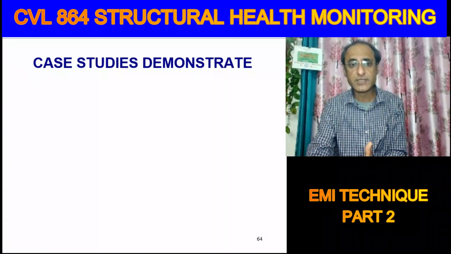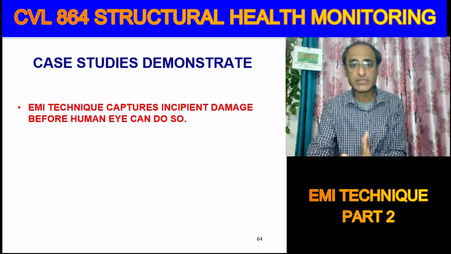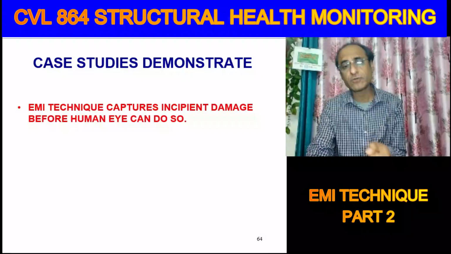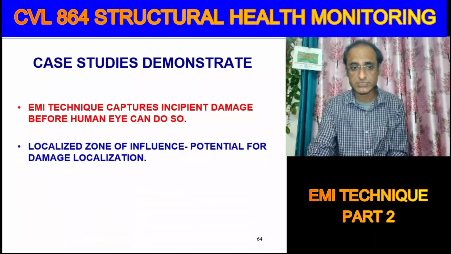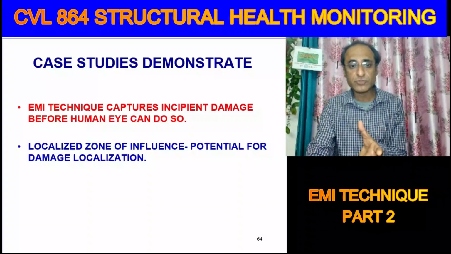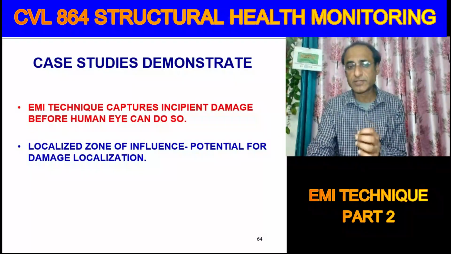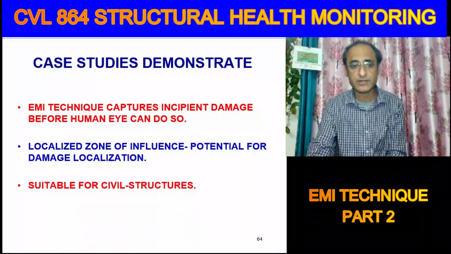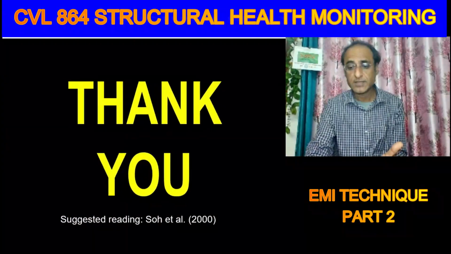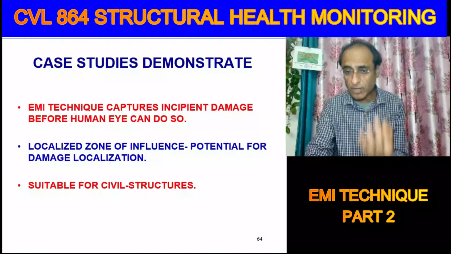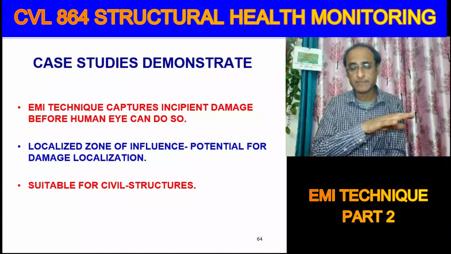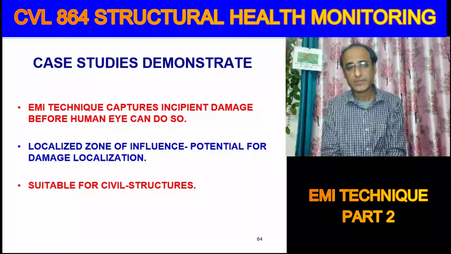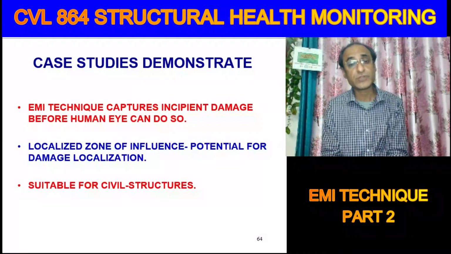What the case studies have shown is that the EMI technique captures incipient damage before the human eye can, and this is different from the global vibration technique, so it's an advantage. The damage zone is localized, which gives the potential for damage localization, meaning finding out where the damage has occurred. So it's suitable for civil structures, but it has a drawback: it's very good for incipient damage, but when the damage level increases, we get a plateau, which can be confusing in nature.